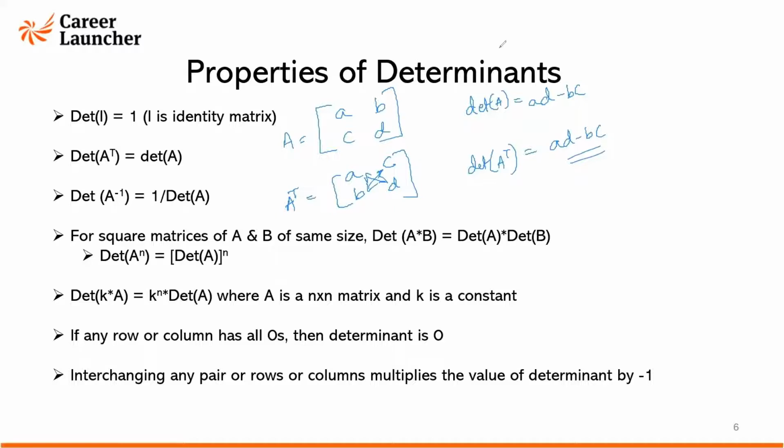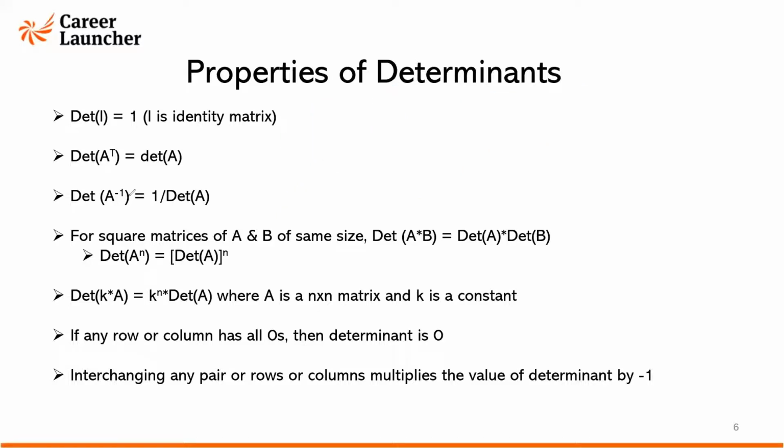The next property is determinant of A inverse. Now A inverse we haven't covered yet. I told you in the next class we'll be finding what is the meaning of A inverse. Right now, imagine that there is something called the inverse of a matrix. Determinant of A inverse is 1 by determinant of A. Right? Determinant of A inverse is 1 by determinant of A. This is easy. The fourth property is easy for you to understand.